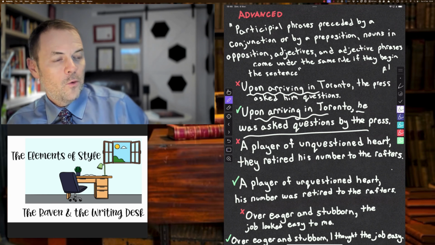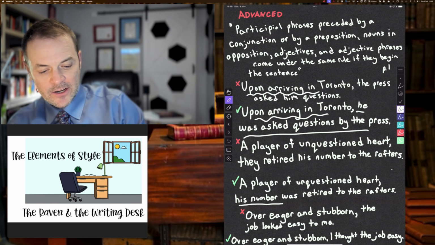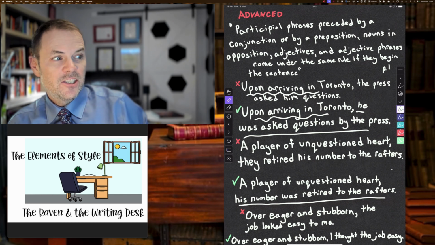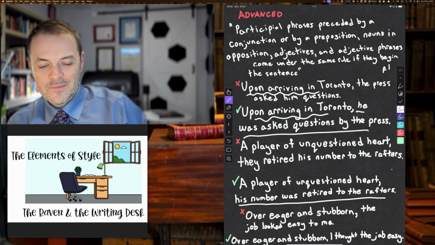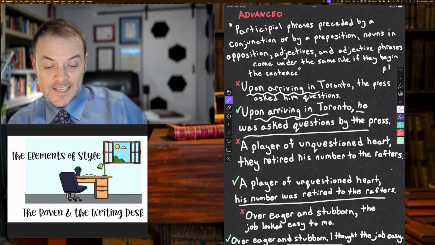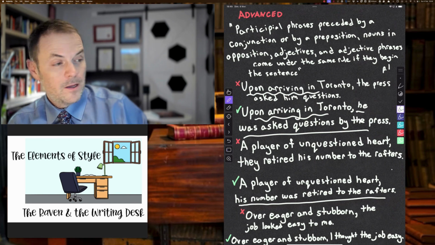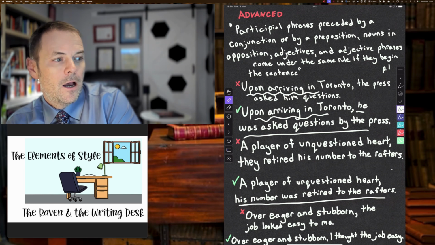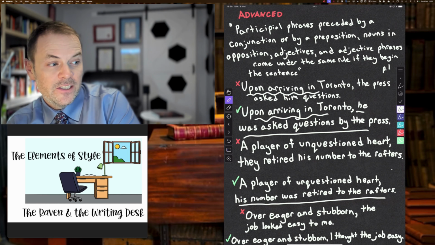A player of unquestioned heart, his number was retired to the rafters. His number was retired to the rafters sets up a nice independent clause, as opposed to they retired his number to the rafters. It's a bit awkward, and I'm still not really liking the second example, but it does sound better. And now let's read this last example carefully. Overeager and stubborn, the job looked easy to me. As opposed to overeager and stubborn, I thought the job easy.